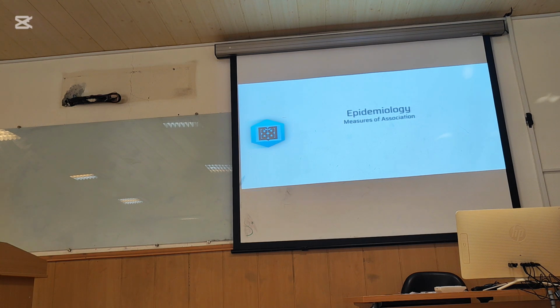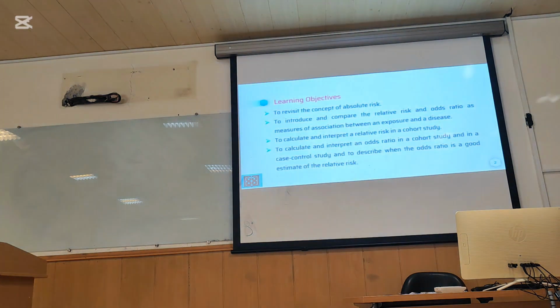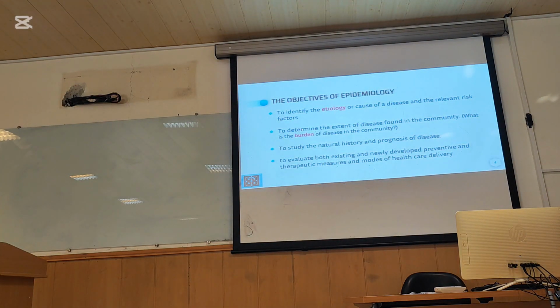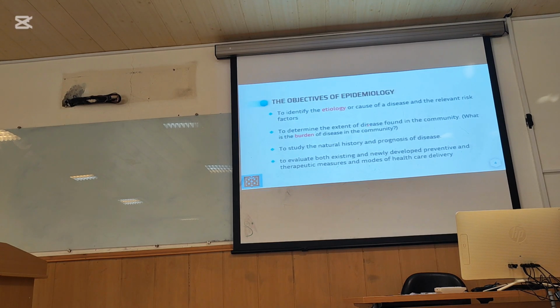Okay, but as you know, epidemiology has a lot of aims or objectives. For example, epidemiology aims to determine the extent of disease found in the community. It means the burden of disease in the community. For addressing this objective, we have some tools or indices like prevalence, incidence, mean, etc. Okay.